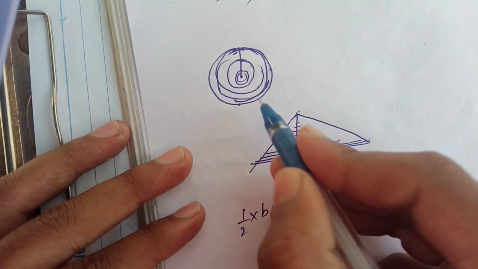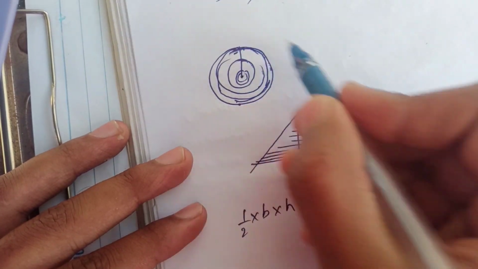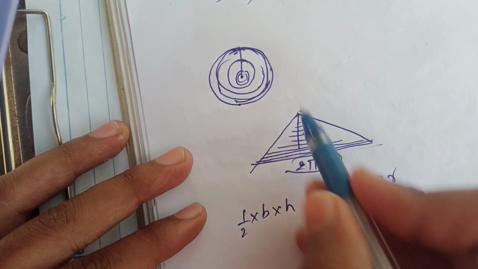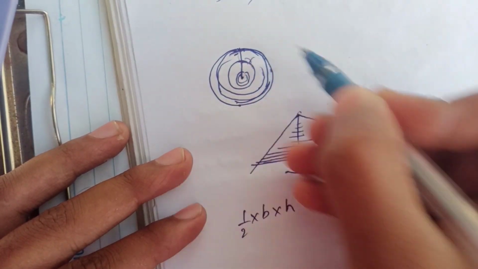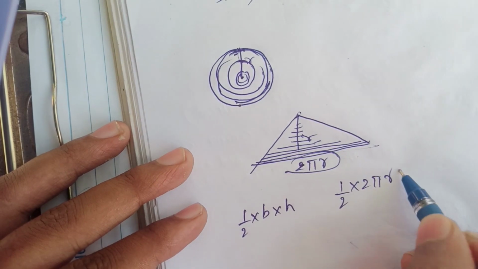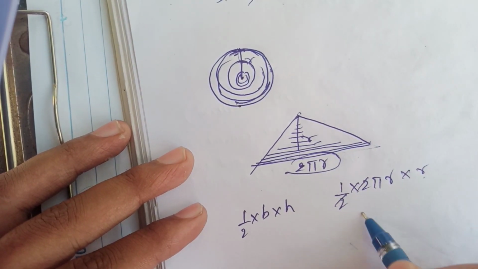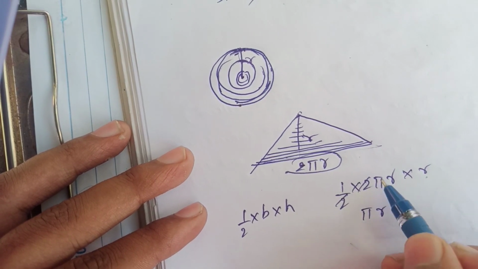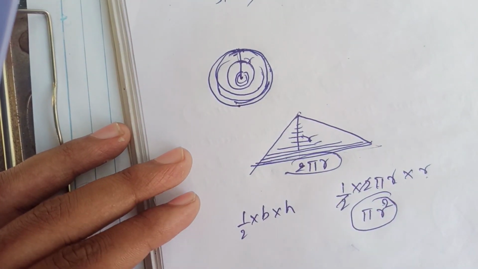What is the height? The height is the same as this one. I am taking this circumference and keeping it here, and taking the inner circumference. So the height will be the radius of the circle. So 1 by 2 into 2 pi r into r. Half of that cancels, so pi r into r, you get pi r square. We all know the area of a circle is pi r square.